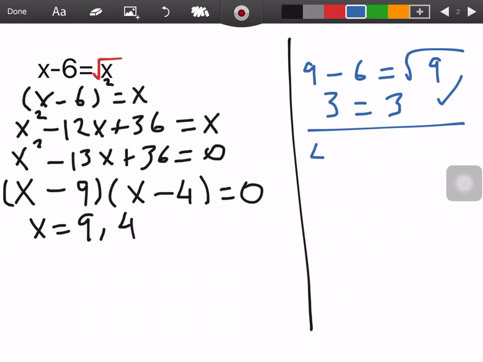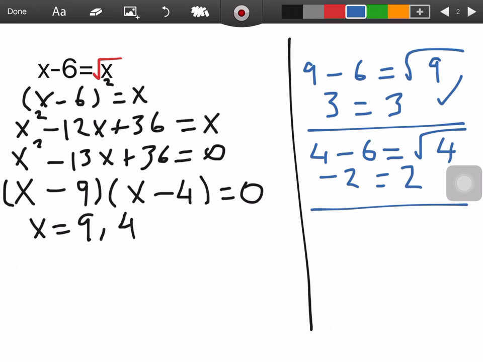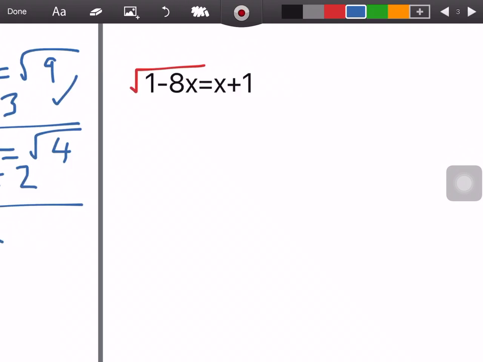And now for 4. 4 minus 6 is equal to the square root of 4. 4 minus 6 is minus 2, which is equal to the square root of 4, which is 2. As you see, this does not satisfy our equation, therefore it is an extraneous solution. So this is a cross. Our answer is that x equals 4 is an extraneous solution, and 9 is our solution. Okay, let's do another one.